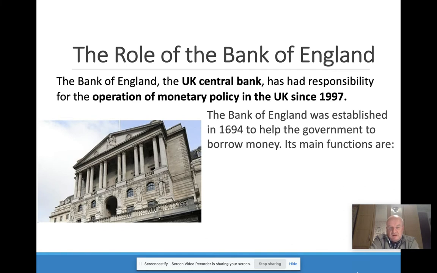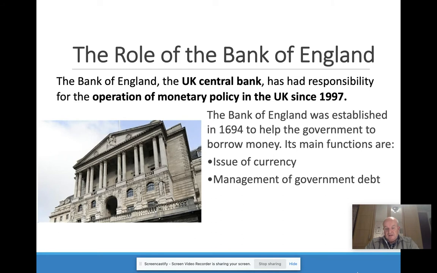To give it some context, the Bank of England has been around significantly longer than 1997. They were first established in 1694, and that was really in order to try to help the government to be able to borrow money. And the main functions of the Bank of England still are to issue currency, to manage government debt, and also to operate monetary policy on behalf of the government. In this instance, obviously, and one of the key things is that the Bank of England is seen as independent of government, although they are clearly working hand in hand to try to achieve certain objectives.